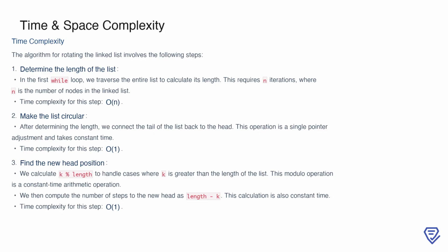After that, we calculate the new head position. Using the modulo operation, we compute the effective number of rotations as k modulo the length of the list, which is a constant time arithmetic operation. We then determine the number of steps to the new head as length minus k, another O(1) operation. These steps together lay the groundwork for efficiently rotating the list.